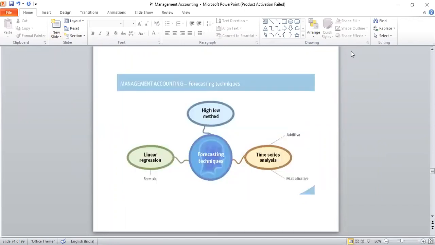So the first one is high-low method. We finished with high-low method. We have linear regression. We have time series analysis. Then another two techniques are there.